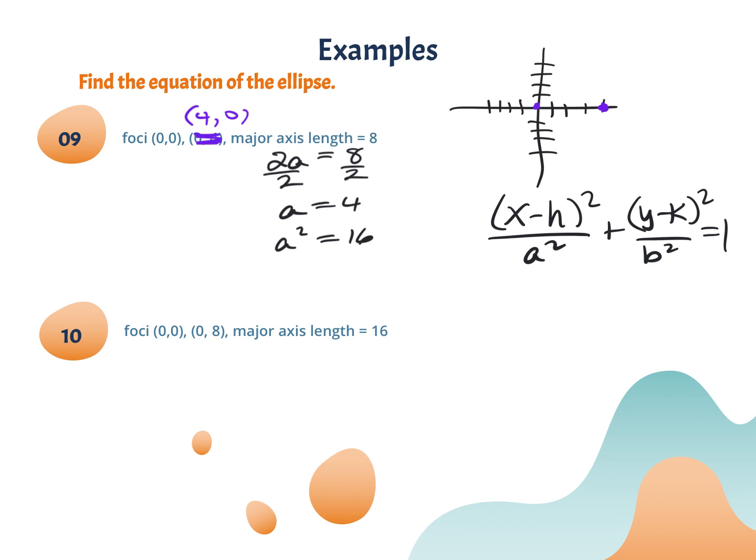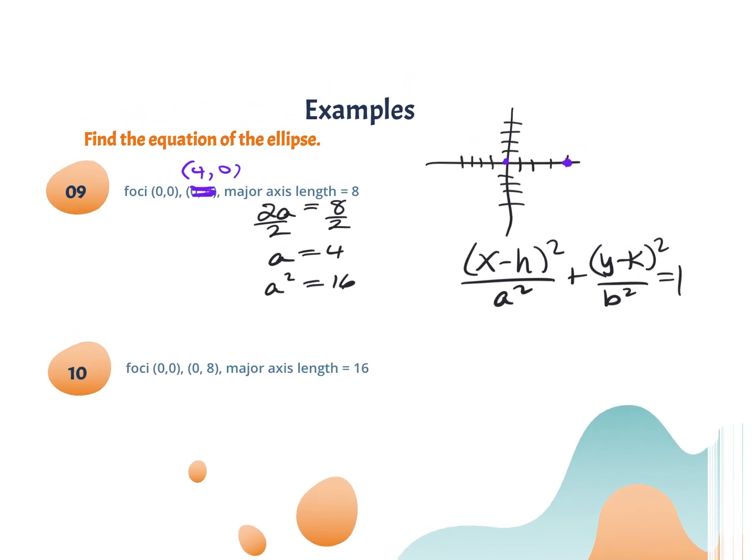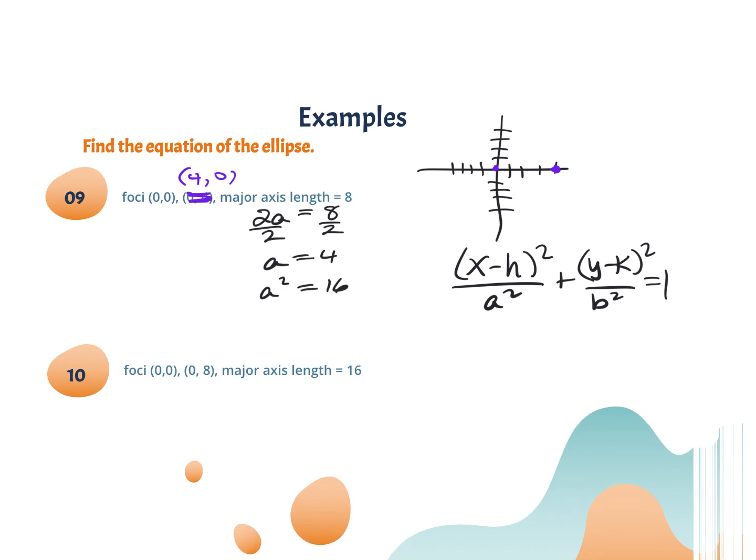Now, again, remember the center is not only the midpoint of the vertices, it's also the midpoint of the foci. So I can either count the little squares and see where my midpoint is, 2 spaces away. So this is 2 away. So then this is going to give me my c value.